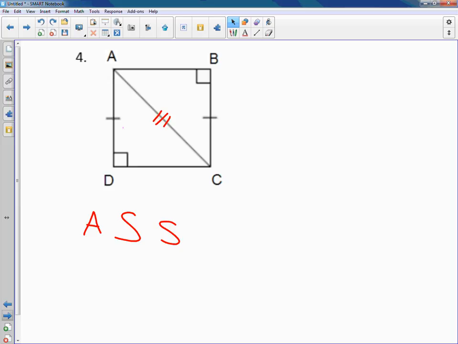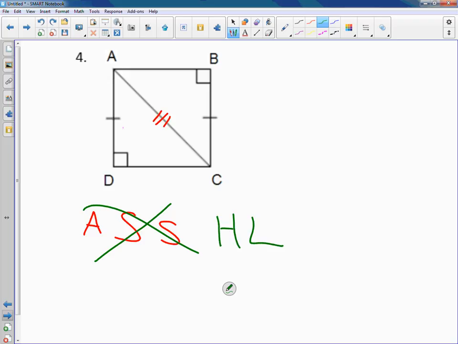We don't have any angle, side, side in this class. Is this a right angle? And the answer is yes. So therefore, this is not ASS. It becomes HL. Now, not all right angles are HL, but HL can only be done with a right angle. So this becomes triangle ABC is congruent to triangle CDA.